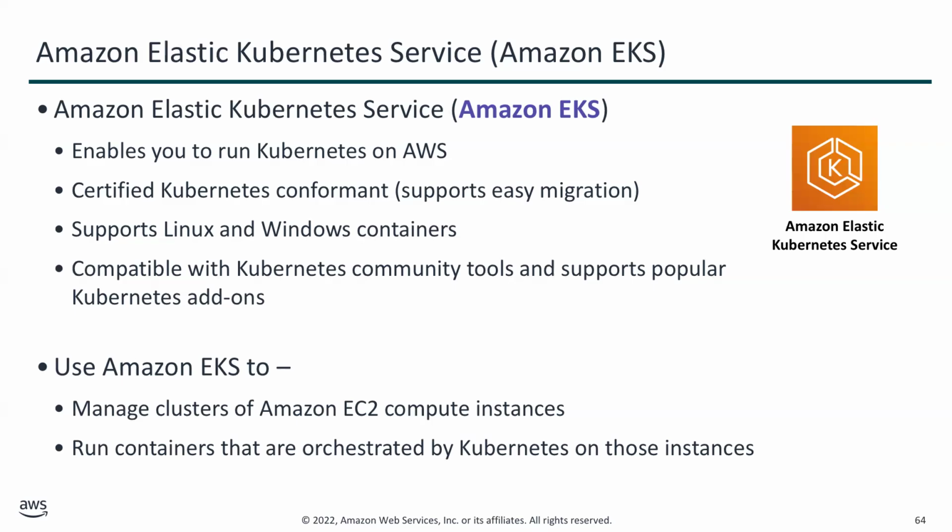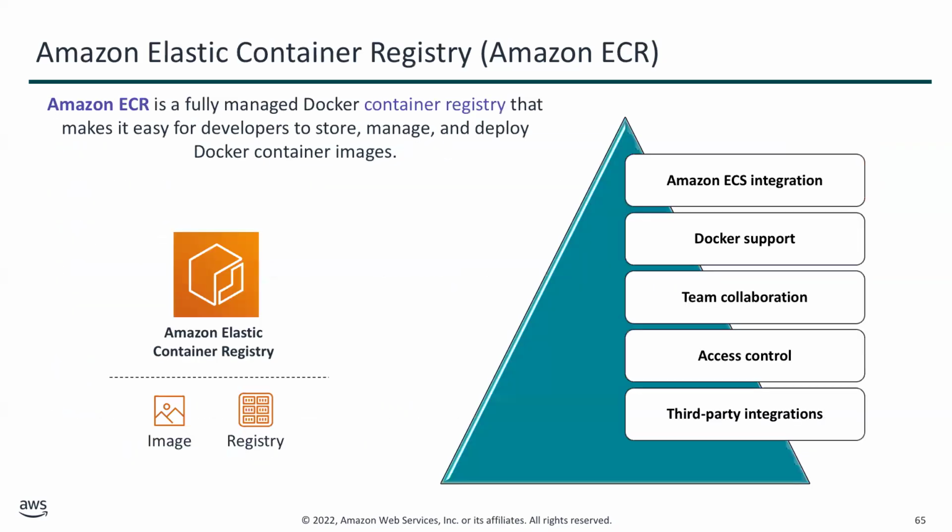We can use Amazon EKS to manage clusters of Amazon EC2 compute instances. So EC2 is the cluster basically, right? Run containers that are orchestrated by Kubernetes on those instances, right? This is the Amazon Elastic Container Registry. So these containers.